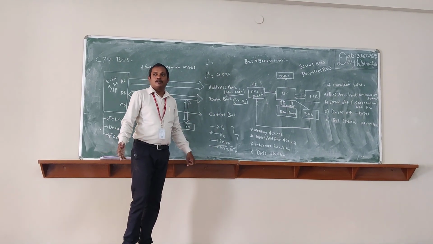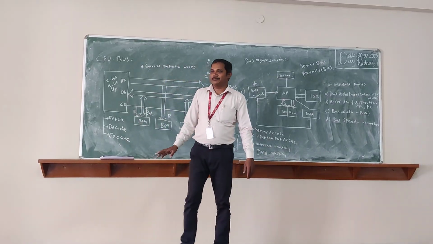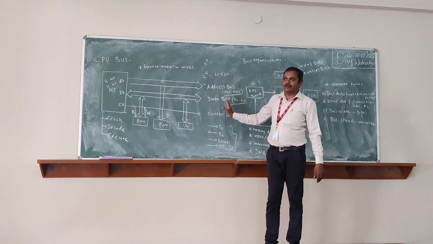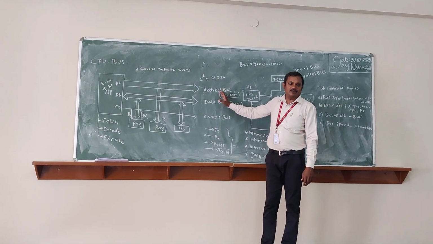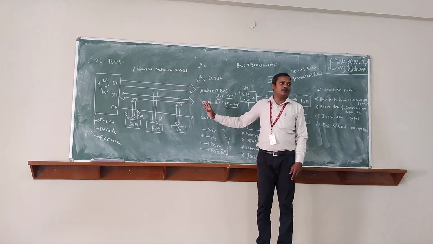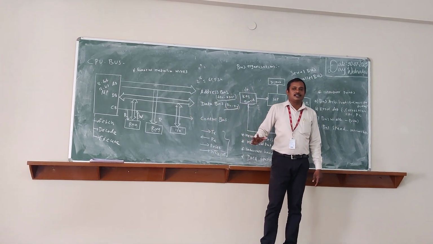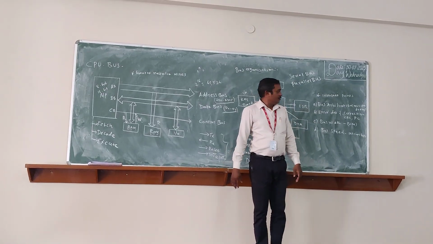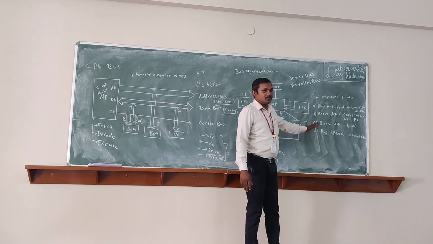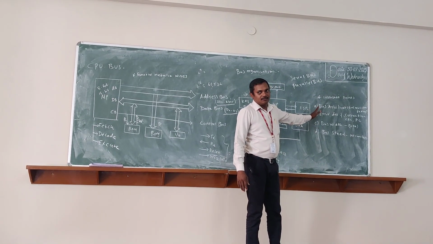Currently in your mobile, all the buses are 32 bit wide. You are using a mobile phone now. All the buses, address bus, data bus, control bus, all are 32 bit wide. So it can transfer a large amount of data at the same time. These are the points you have to consider while transferring the data through buses.